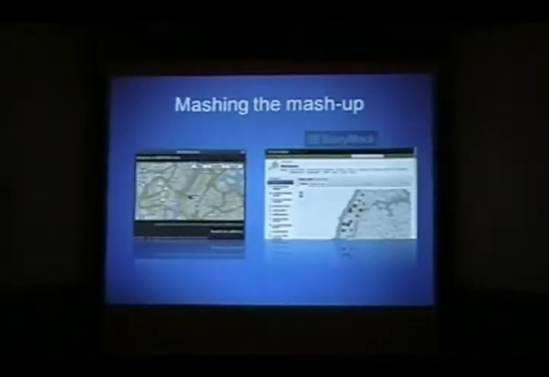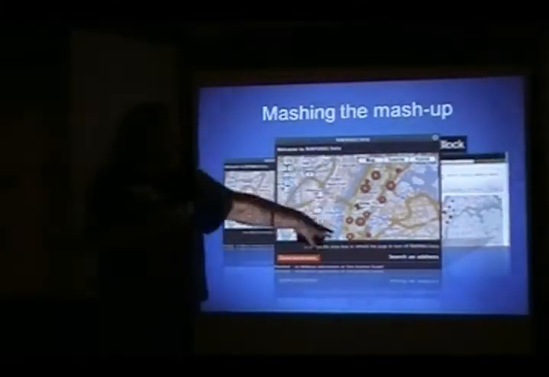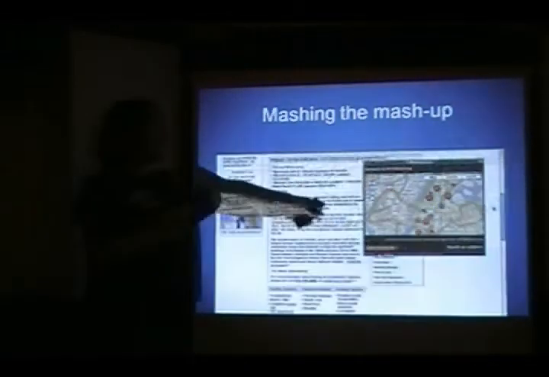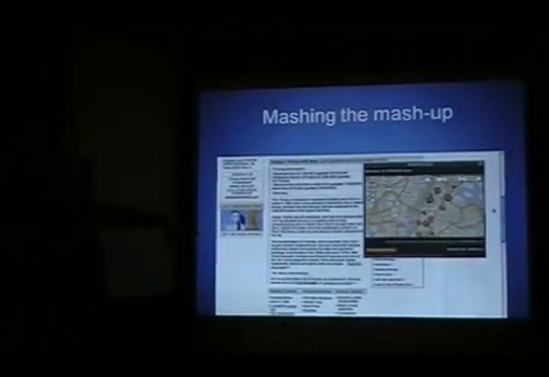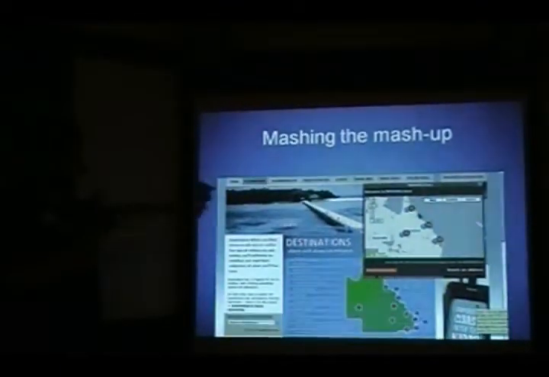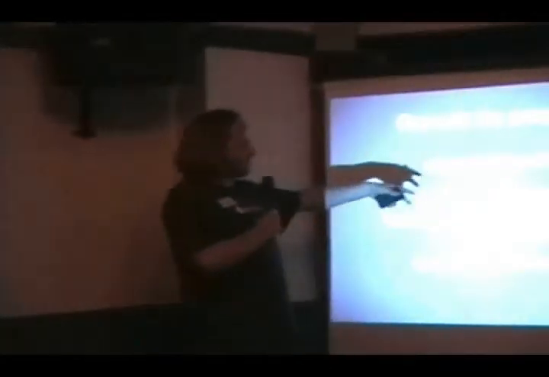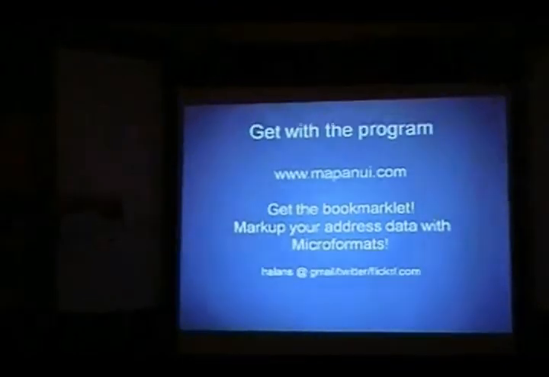Of course, this is just a mapping application. What if we were to add GIS data to it? For instance, with every block, we could measure this with every block data, and you could extend MapAnui to include your own GIS data. So we could have a job site or a travel site with some, or a job site with whatever. So get the bookmark of your addresses data with the microformats.